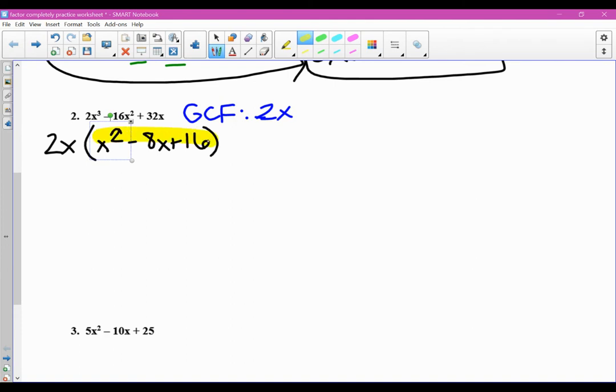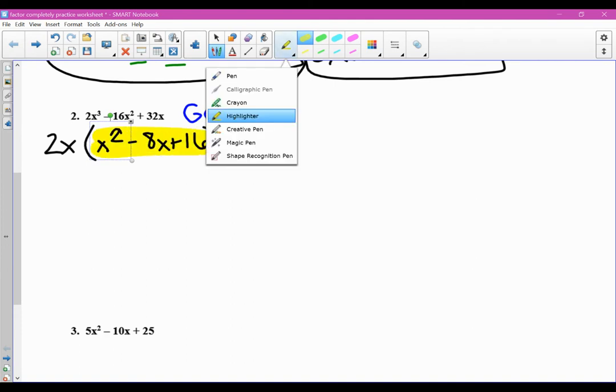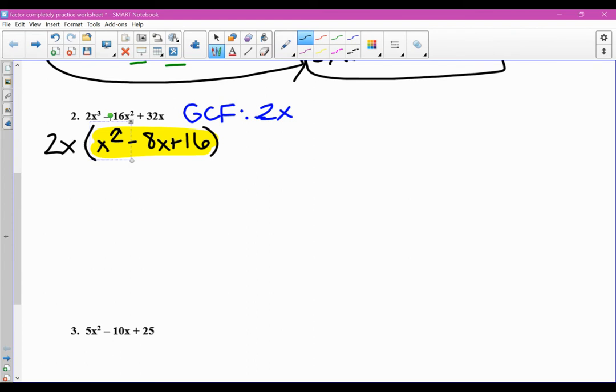Then we are going to look at just the part inside the parentheses, and we're going to do our MAF accordingly. So I have 1 times 16, which gives us a positive 16. My A is negative 8, so I need 2 numbers that multiply to positive 16 and add to negative 8. Since I have to add to a negative number and multiply to a positive, both of my factors are going to have to be negative. So we are going to have negative 4 and negative 4.